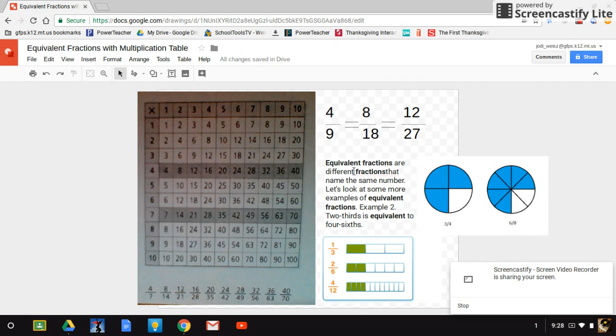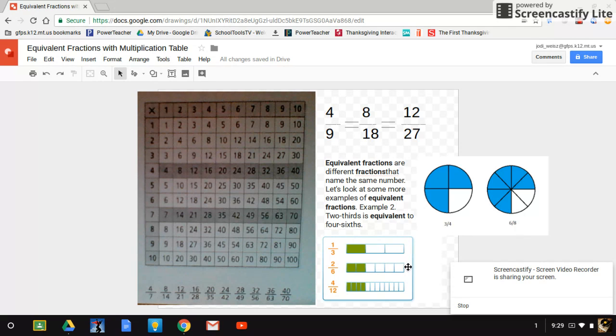Again, equivalent fractions are different fractions that name the same number, as this demonstration shows you. Here the shaded area is 3/4. We could break that same piece of pie down into 8 pieces, and 6/8 would fill the same amount of space as the 3/4 of the same pie did. That's why these two fractions are equivalent.